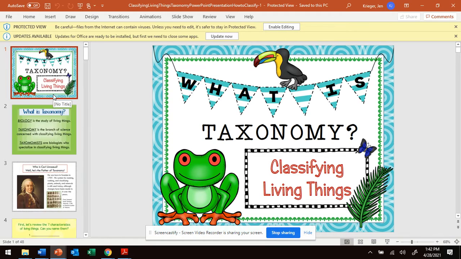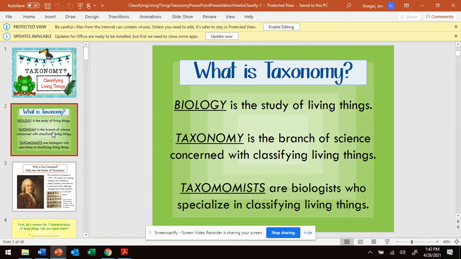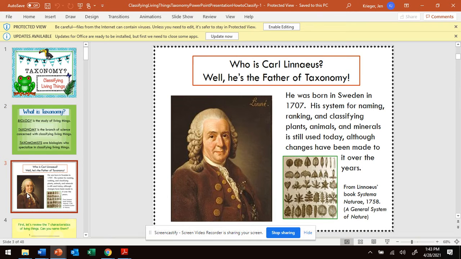So, as you did some research today on what is taxonomy, hopefully you came to the conclusion, yes, there's big words, but biology will be a course you take in middle school, high school, and if you choose to go to college, you'll probably take biology there as well. Okay. So, what is taxonomy? Biology is the study of living things. That word taxonomy is the branch of science concerned with classifying living things.